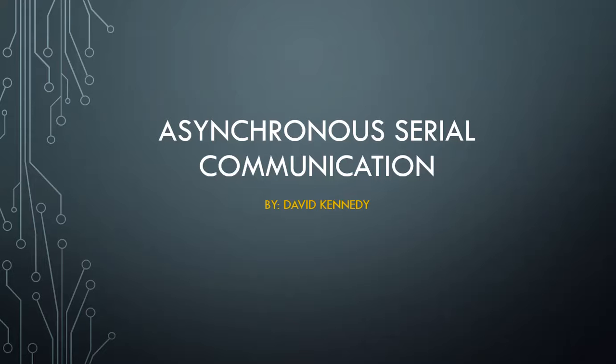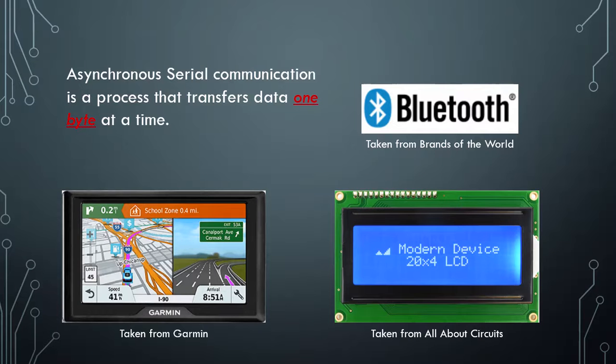In this slidecast, I will introduce a prevalent method computers use to talk to each other, known as asynchronous serial communication. Asynchronous serial communication is a process that transfers data one byte at a time. Asynchronous refers to clock data omission, while serial refers to 1 byte at a time nature. Examples of devices that use this method include GPS modules, Bluetooth, and simple LCDs, to name a few.